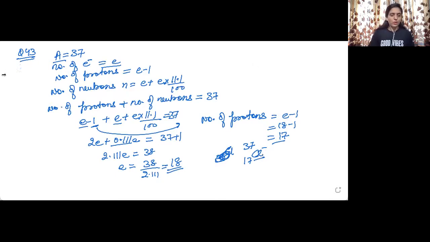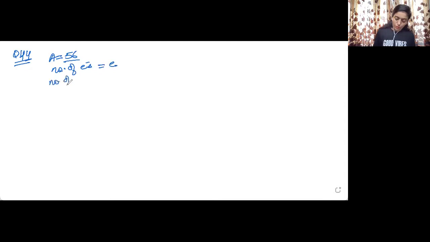All right. So let us now move to question number 44. The question is: an ion with mass number 56 contains 3 units of positive charge. A similar question. Now it is a positively charged ion with 3 units of positive charge. So we can say the number of electrons is equal to E. Therefore, the number of protons will be 3 more than the number of electrons. So I can write E plus 3.